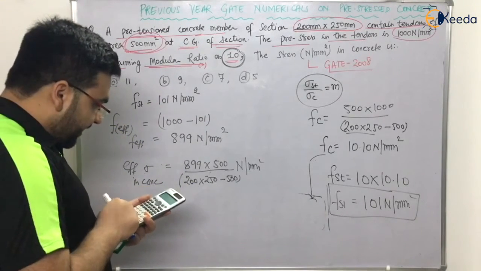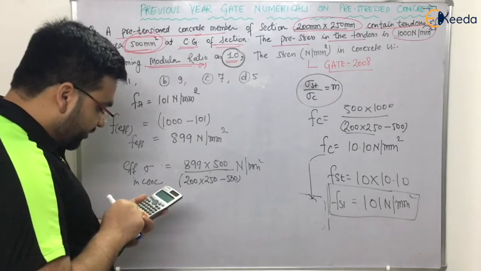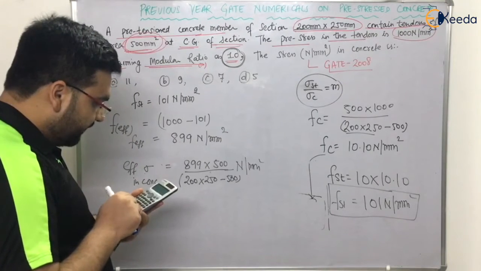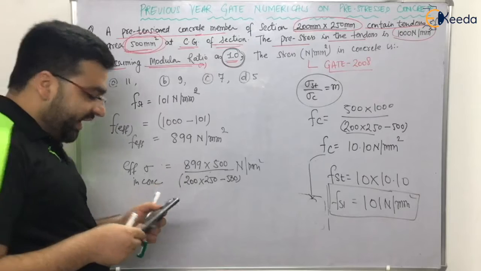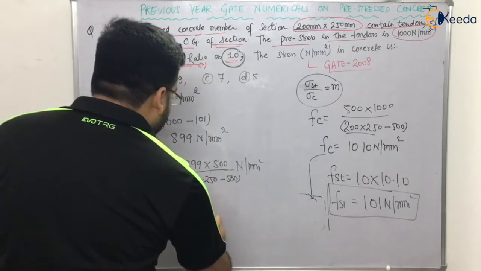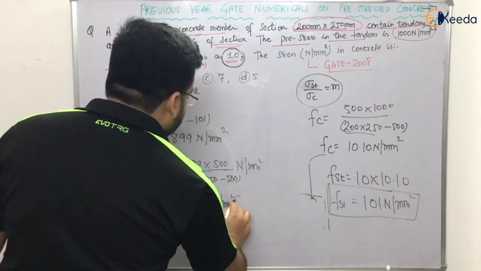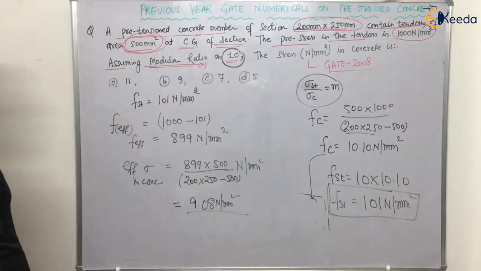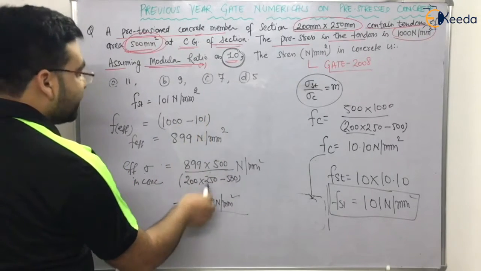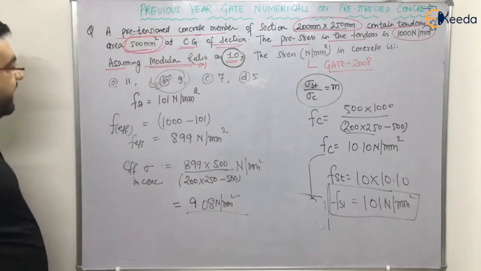899 into 500 divided by 200 into 250 minus 500. It comes out to be 9.08. It comes out to be 9.08 Newton per mm square. So this is the effective, right? So 9.08, right? So this B is the right answer. B is the right answer.